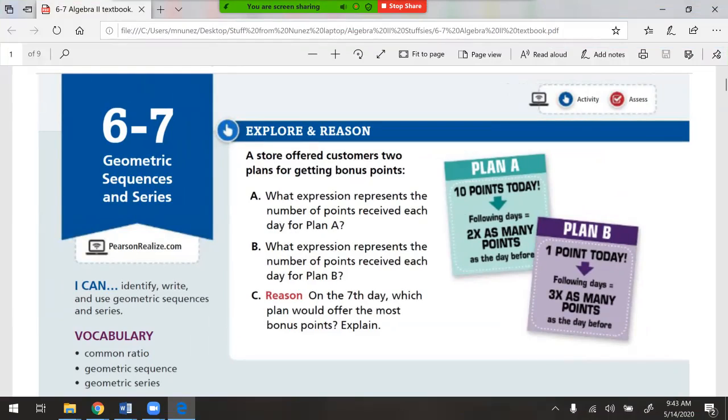A store offered customers 2 plans for getting bonus points. Plan A: 10 points a day, and then you get twice as many points as the day before. Plan B: 1 point a day, and then 3 times as many points as the day before. What expression represents the number of points received each day for plan A?